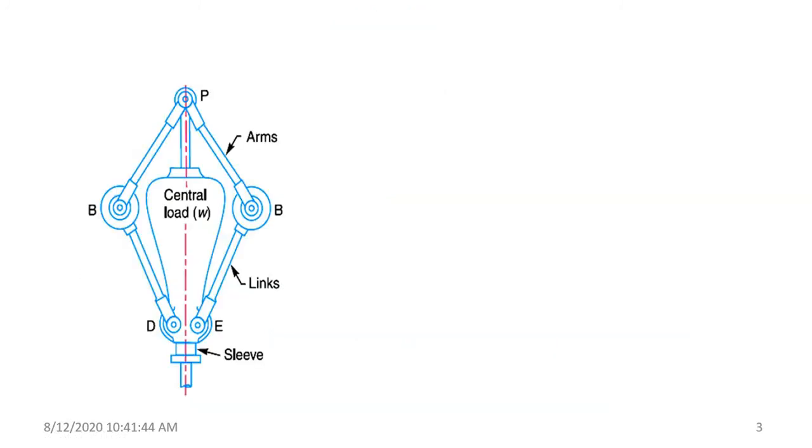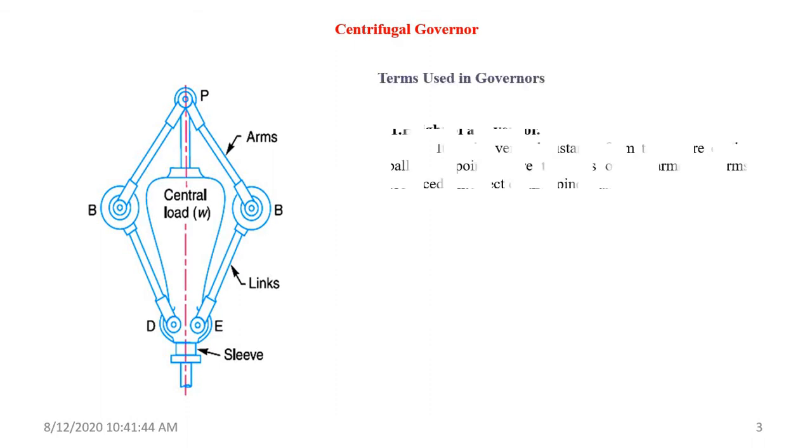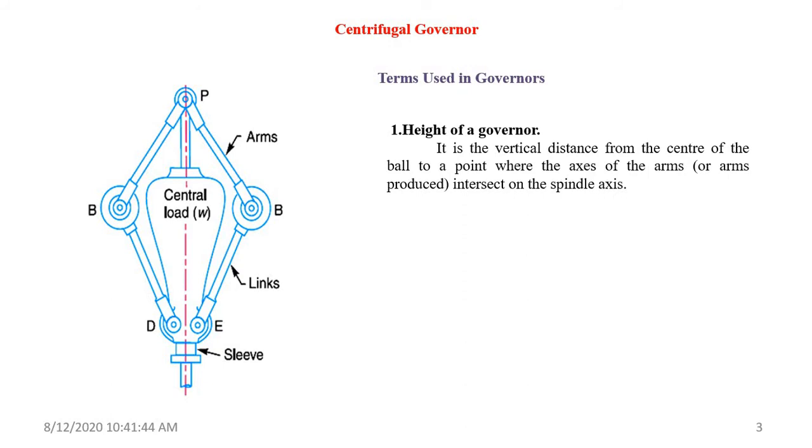Okay. Next, we have discussed what are the terms in the governor. First is the height of the governor. Height of the governor is the vertical distance from the center of the ball to the point where the axis of the arm intersects the spindle axis. It is denoted as h.